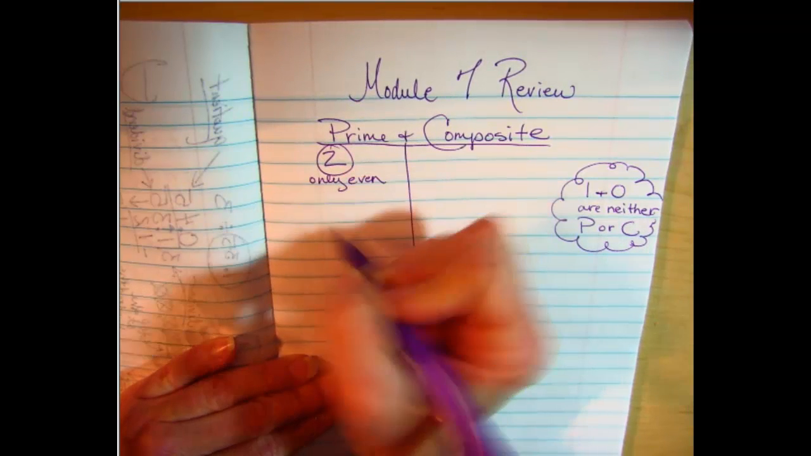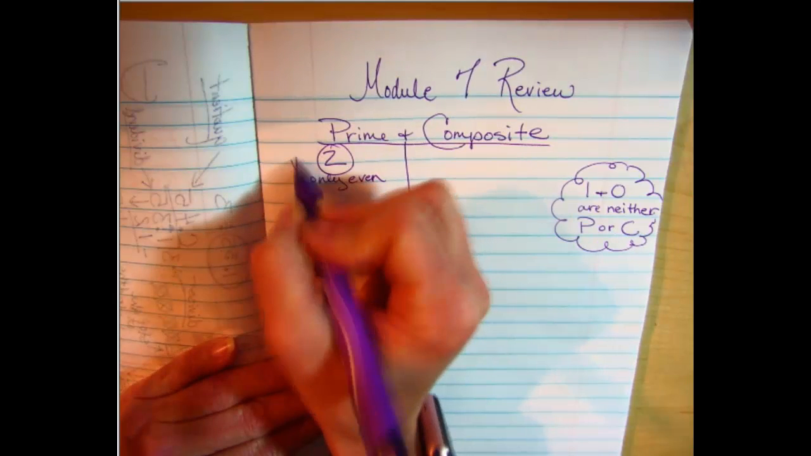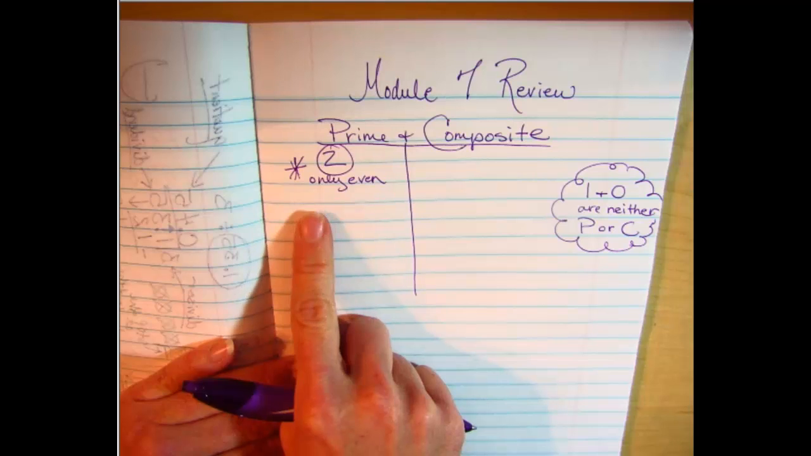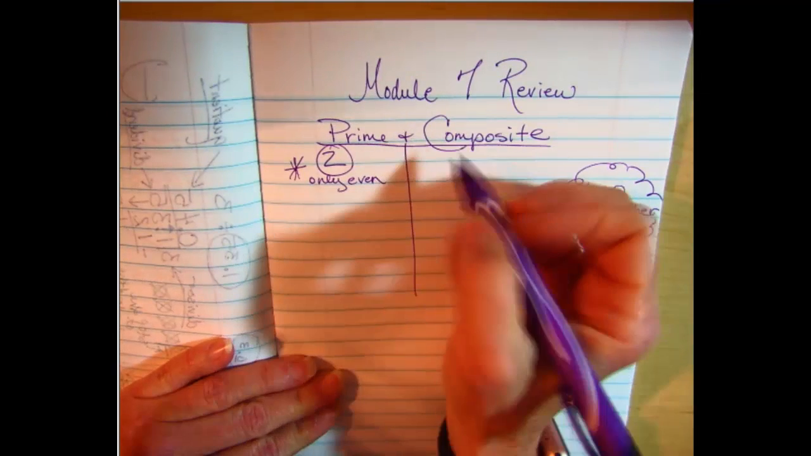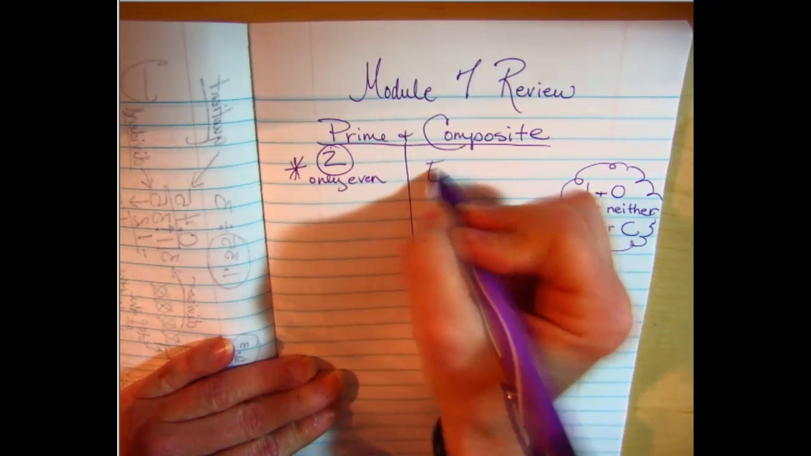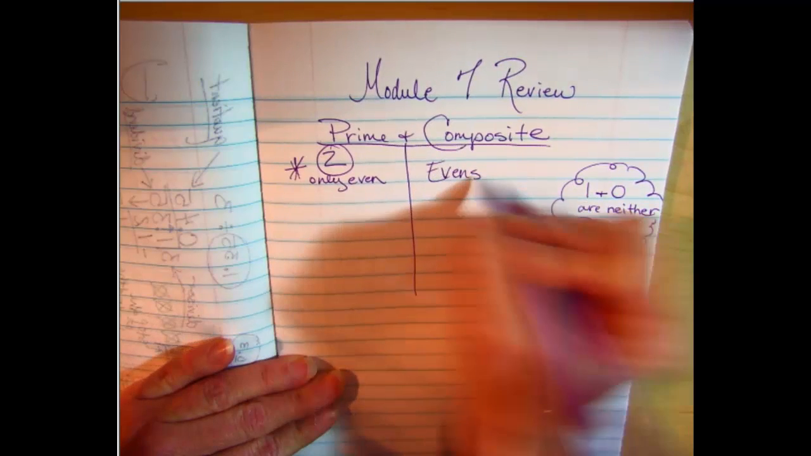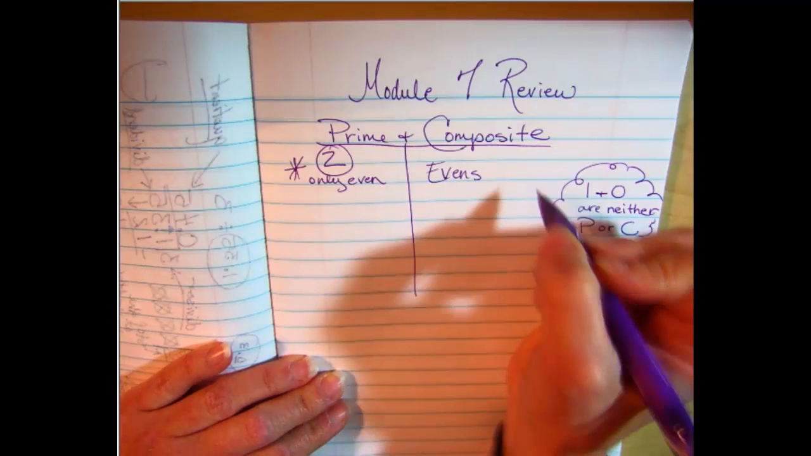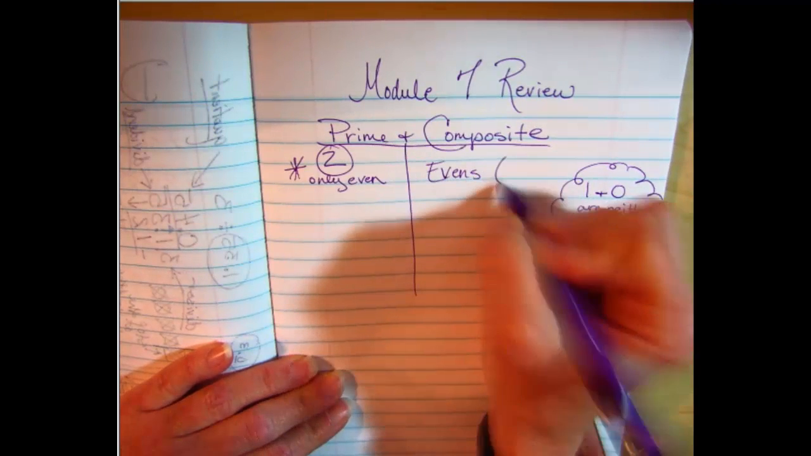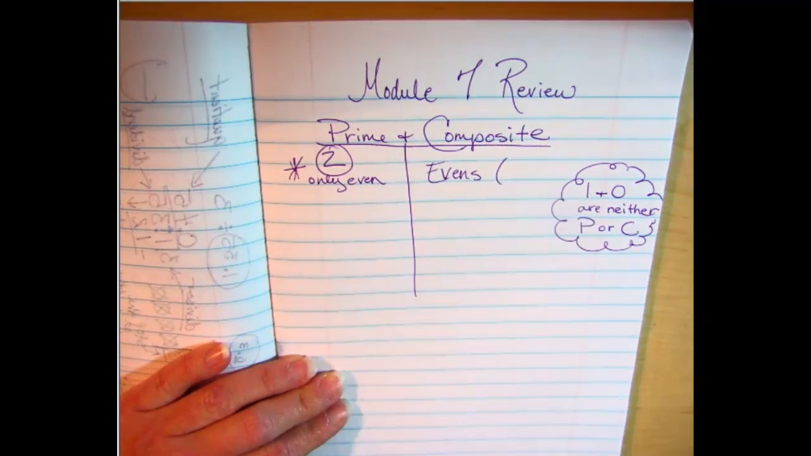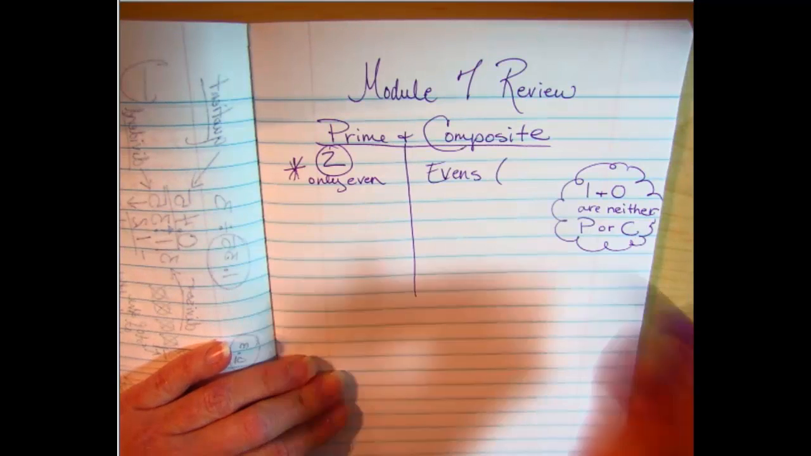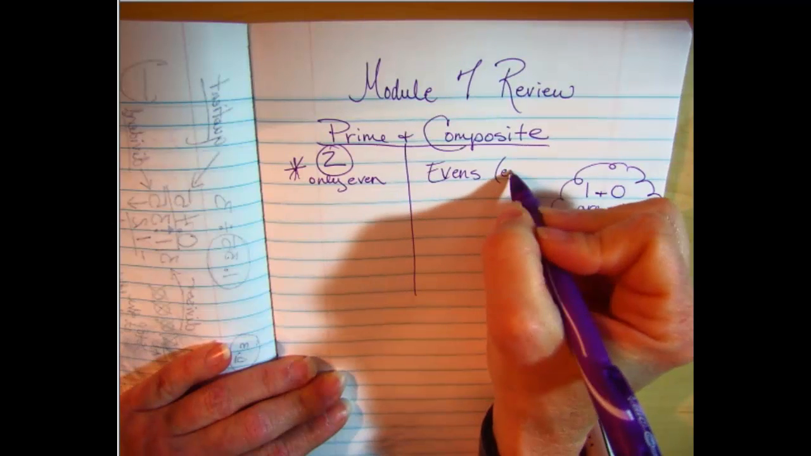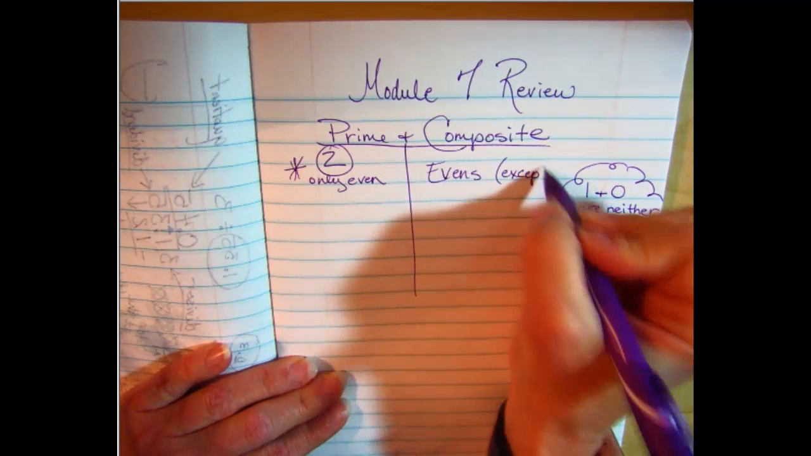So 2 is the only even prime number, okay? After that, your prime numbers are going to be odd, but not all odd numbers are prime. Somebody give me an example of a composite number that's odd. Kim? 51. 51. What's another one? 27. 27. There you go.